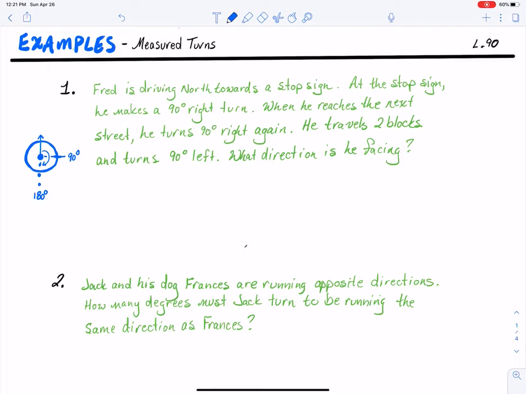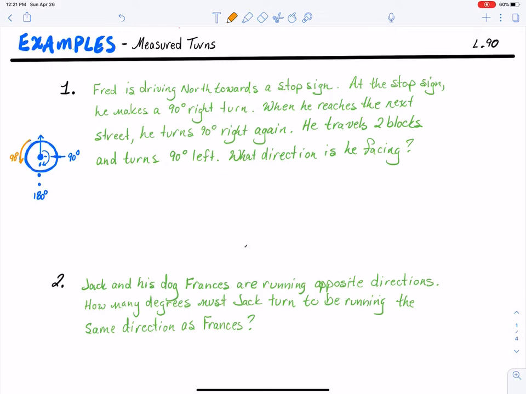Now, if you turn the other direction to the left, the measurements would work the same way. You'd have 90 here, and then 180 down at the bottom. So again, if you turn left, the left turn is called counterclockwise. The right turn is clockwise. And you can see where the name comes from.